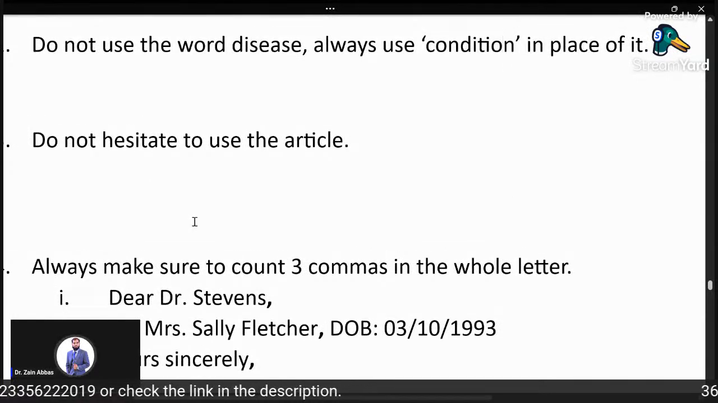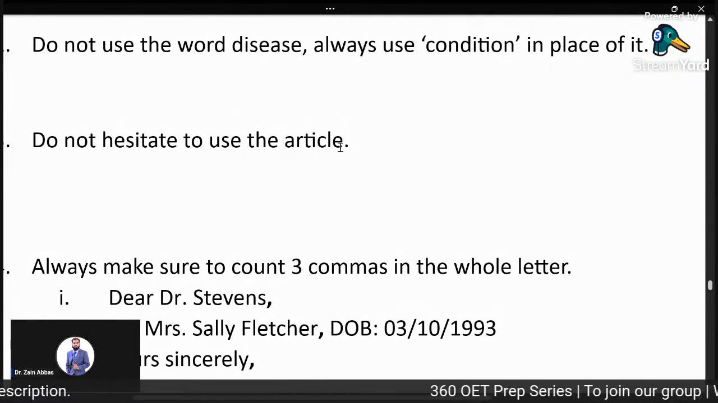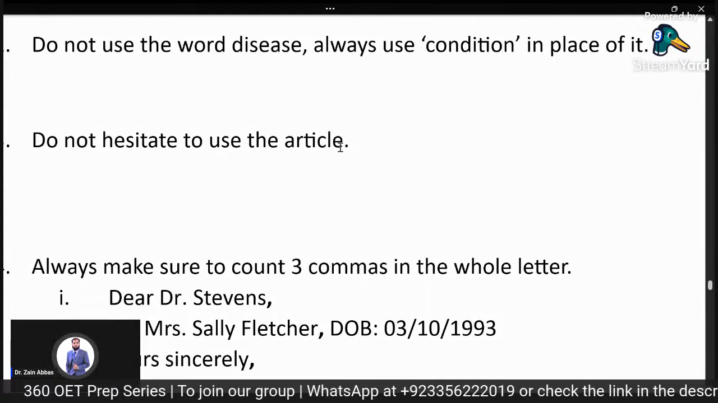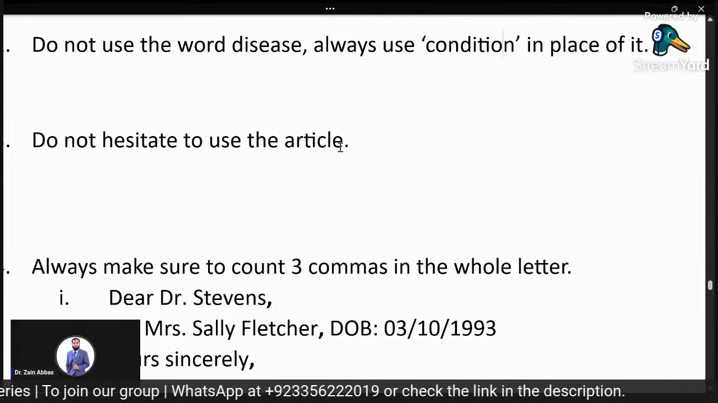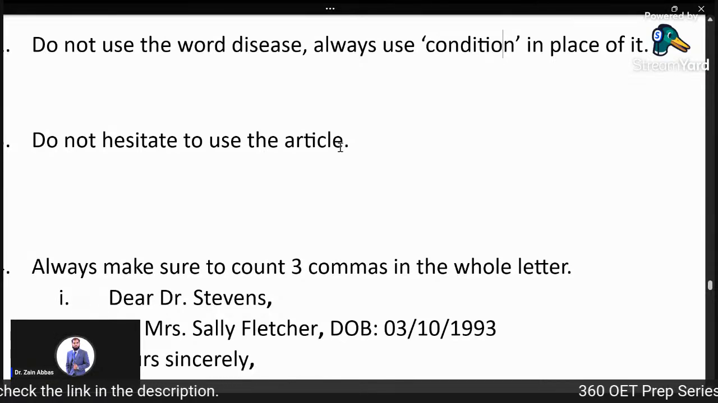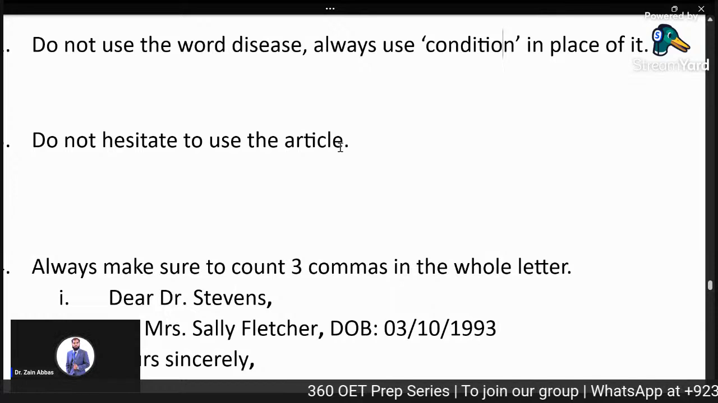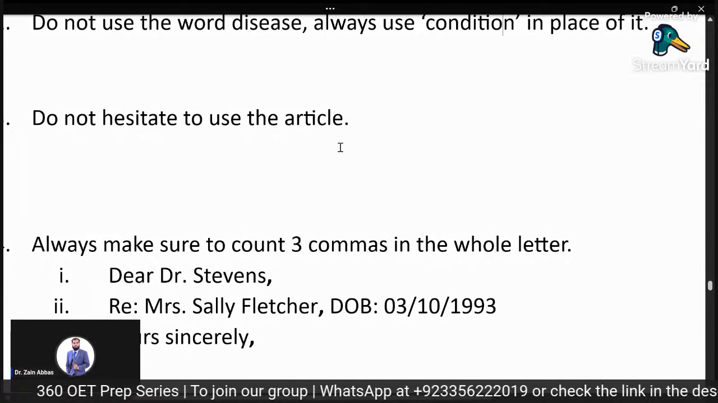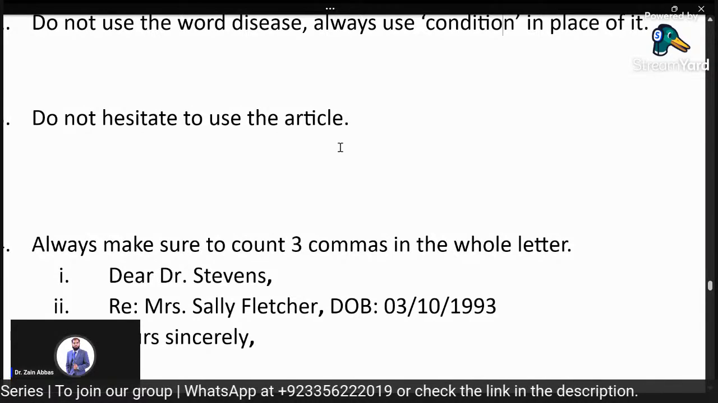The next important point is, do not hesitate to use the articles. Maximizing the use of articles is the key to success in the OET exam. The articles include a, an, and the. If you are leaving out some of these articles, it will be considered a negative impression. So you must make sure to put the articles in your writing where they are needed.